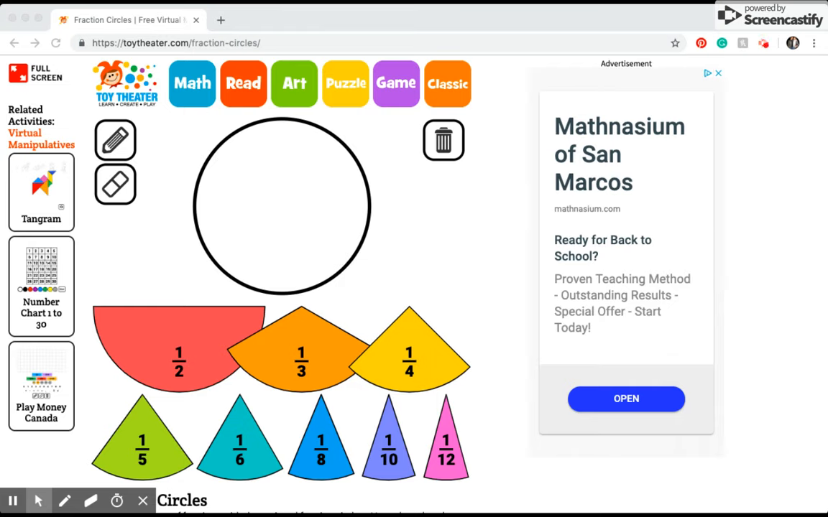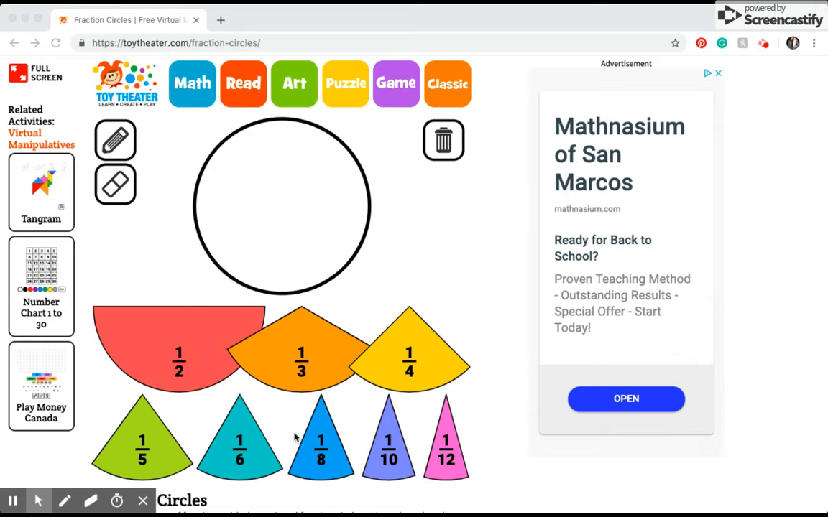Hey everyone, I'm going to be showing you a digital manipulative that can be really helpful in the classroom and incorporating technology into your lesson. This is a website called Toy Theater, and they have all different kinds of activities that are really super simple, easy to navigate, and can be really fun and get your students feeling a little bit more creative in the lesson. So this one is about equivalent fractions.